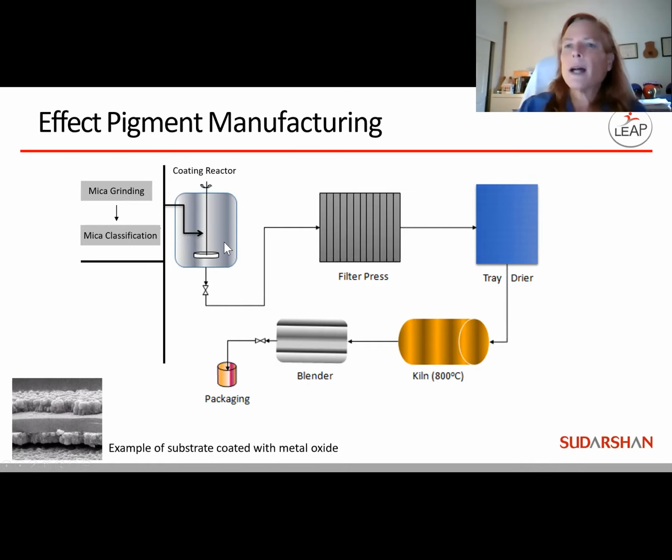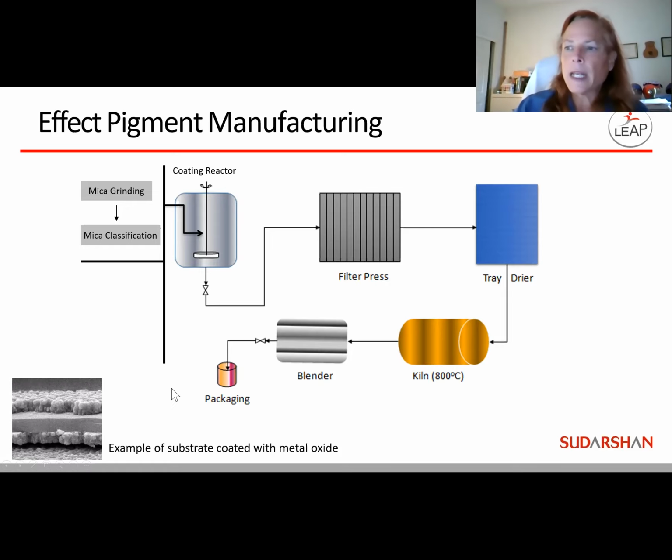Of course, time, temperature in that mixing reaction is what gives the final color that we're looking for, followed by the filter press to remove the bulk of the water, and then a dryer to continue that drying process before it hits the kiln for the calcination, which then converts the metal to the final metal oxide. And then coming out of the kiln, the products are blended for the end qualification perspective and packaged.